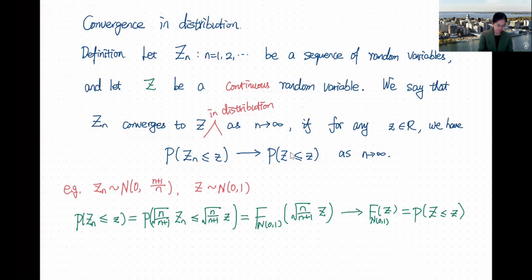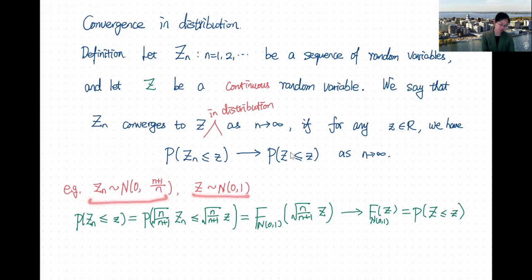So just to give you an example of a sequence that does converge in distribution. Let Zn be normally distributed, Zn be normal, 0, (n plus 1) over n. So (n plus 1) over n is the variance of Zn. And let Z be standard normal. I claim that Zn converges in distribution to Z.